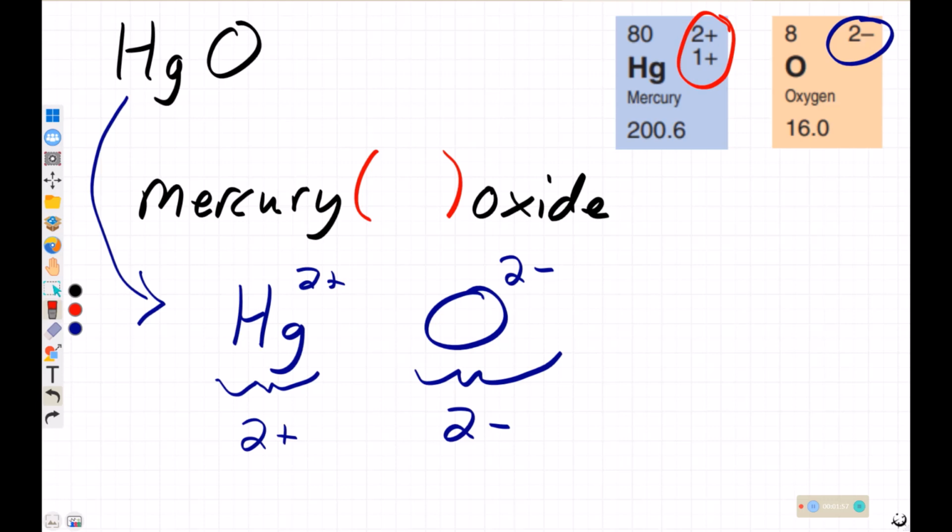And then in our name, because we're using the 2+ charge, we will put the Roman numeral for 2 in the brackets. So we are working with mercury(II) oxide. Note that even though we have the same elements as the previous example, the name is a little bit different, showing that it's a completely different compound.